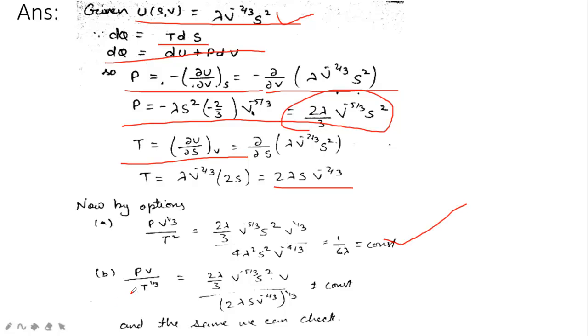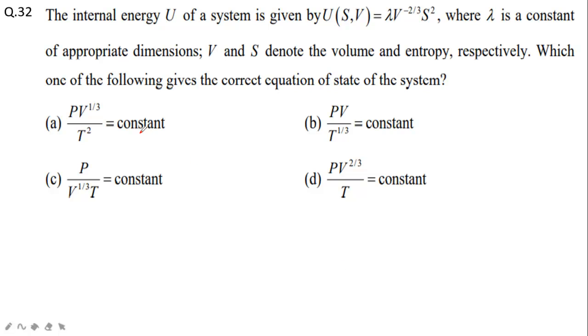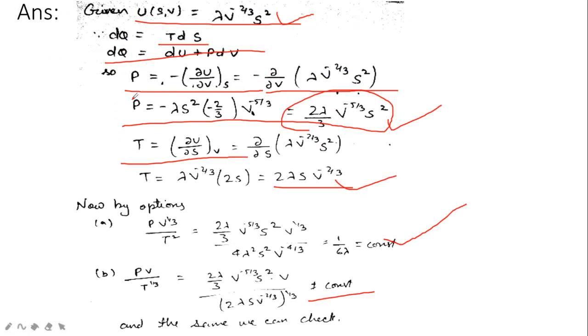Let's check one more option, which is B: PV over T raised to the power 1 by 3. So put the values of P and V. This is our value of P and this is our value of T that we have derived. Just put the values of P and T. We are getting not equal to constant. Hence we can check options C and D too. So we are getting the correct option is A. Only one option should be correct. So the correct option is A: PV raised to the power 1 by 3 over T square equals constant.